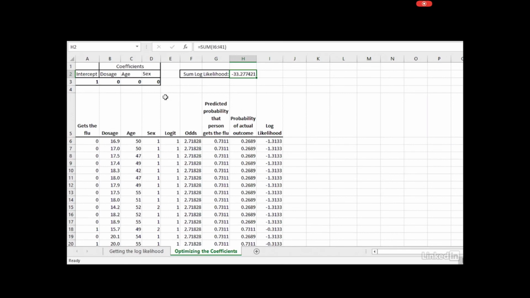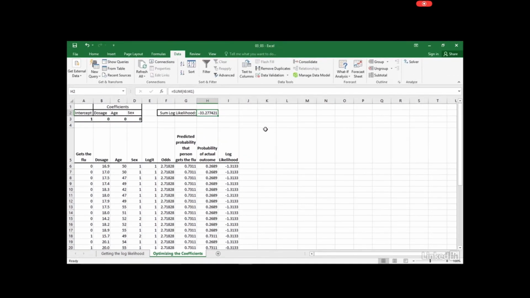We're going to use Solver. I've set the original values for the intercept and the coefficients to 0. The sum log likelihood at present is minus 33. To run Solver, you would choose the Data tab on the ribbon, and once you've selected that, go to the right end of the ribbon and make sure that you've got an Analyze group here with the link to Solver in it. If this is missing, then you're going to need to install Solver in Excel, and you may want to contact your IT person for assistance with that, or do it yourself if you feel comfortable with doing that.